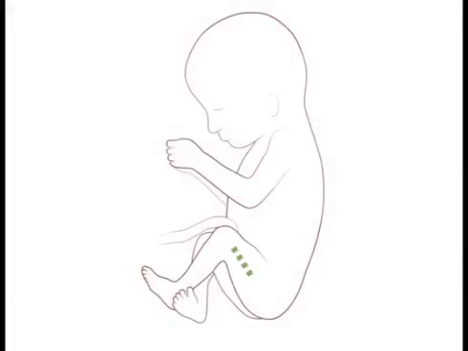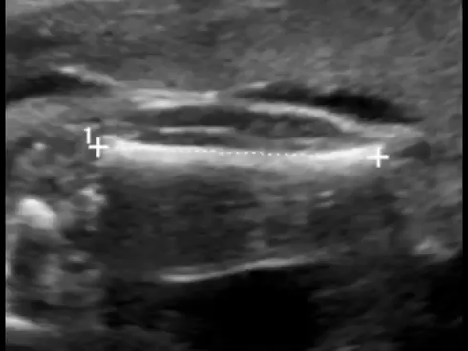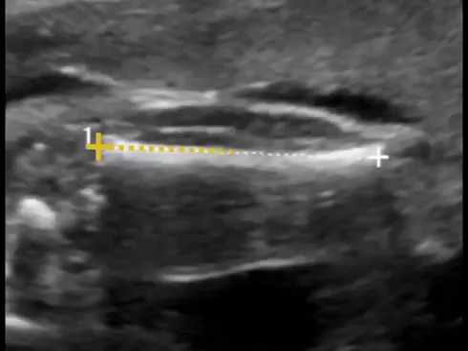The femur is measured along its shaft as shown here. The femur length is measured from diaphysis to diaphysis along the long axis of the shaft. Only the femur's ossified portions are measured.